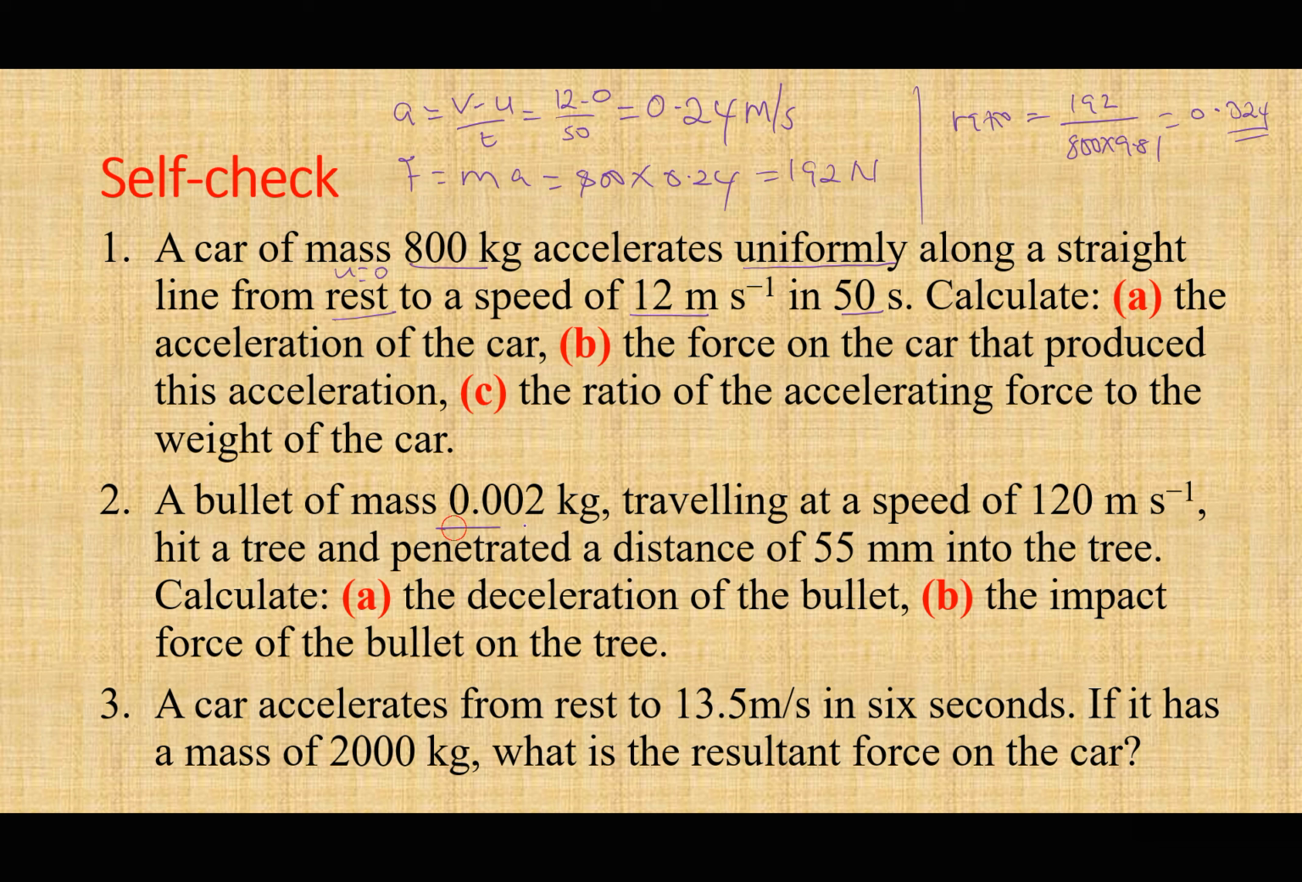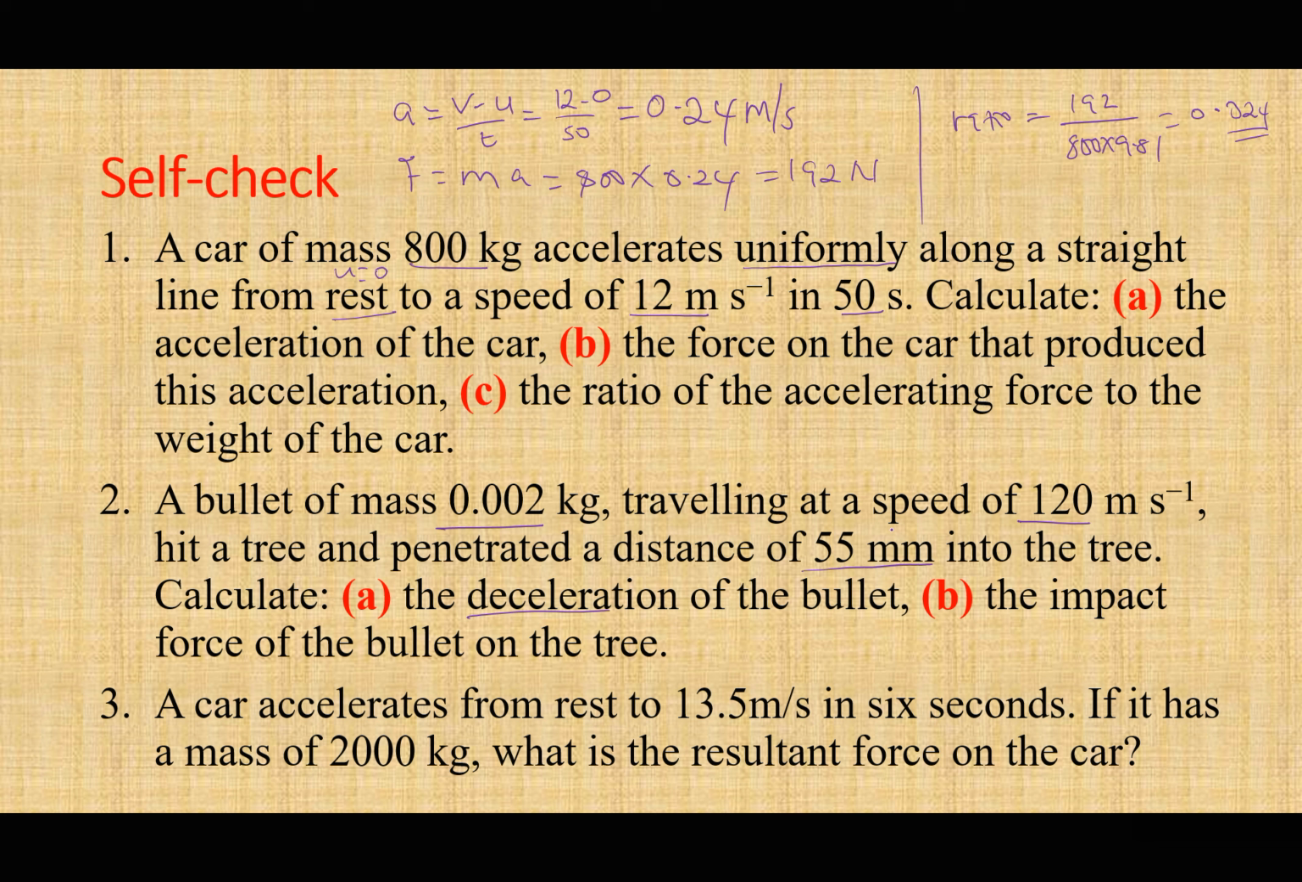A bullet of mass 0.02 kilograms traveling at a speed of 120 meters per second hits a tree and penetrated a distance of 55 millimeters into the tree. Calculate the deceleration of the bullet and the impact force. So if it decelerates over 55 millimeters and then stops, I will change this to meters first.